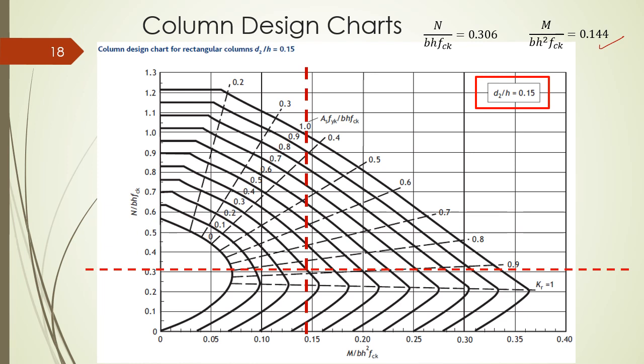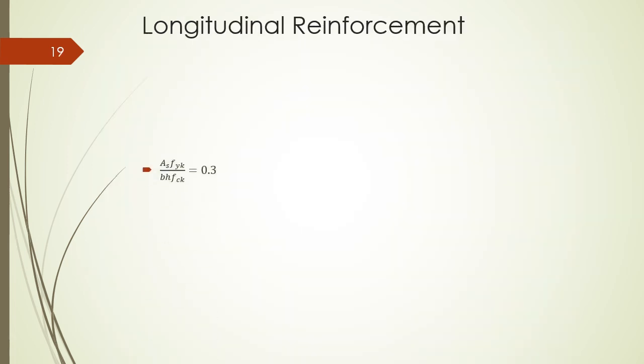Which gives us the value at that point where the two lines intersect. You can plot a point and read off the value. So that value that we read off, in our case, will be about 0.3. So As fyk over bh fck is 0.3.